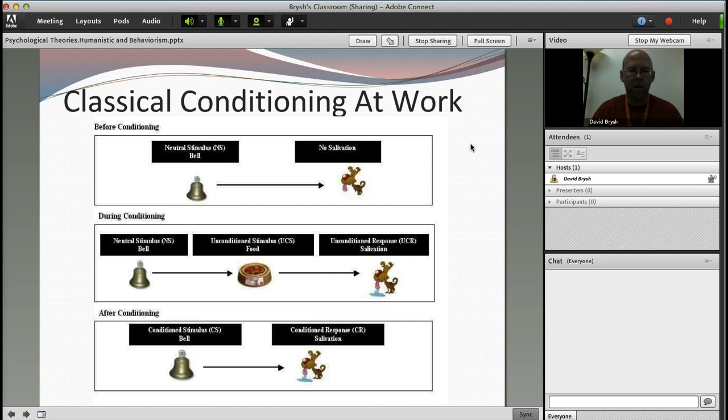Food's presented, rings the bell. Every time, the dog smells the food, and he has that automatic response, right, of salivation and of being hungry and being like, food!